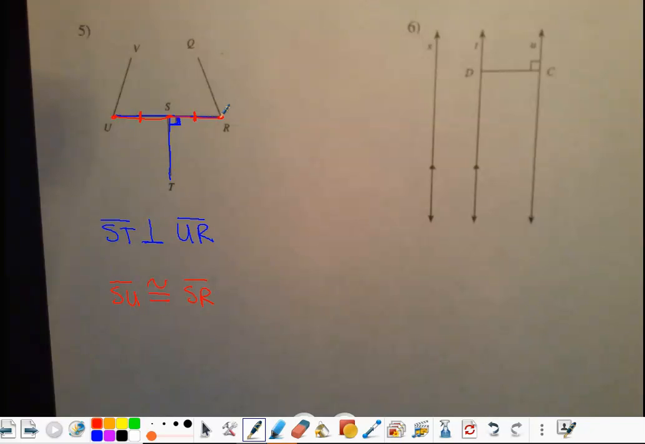Lucas, what about number 6? We've got 2 pieces of information there. You can tell me one. Okay, which parallel? S and T. Excellent, right? Because they've got this little arrow. Notice it's not down at the bottom or at the top, right? It's in the middle. So S is parallel to T.